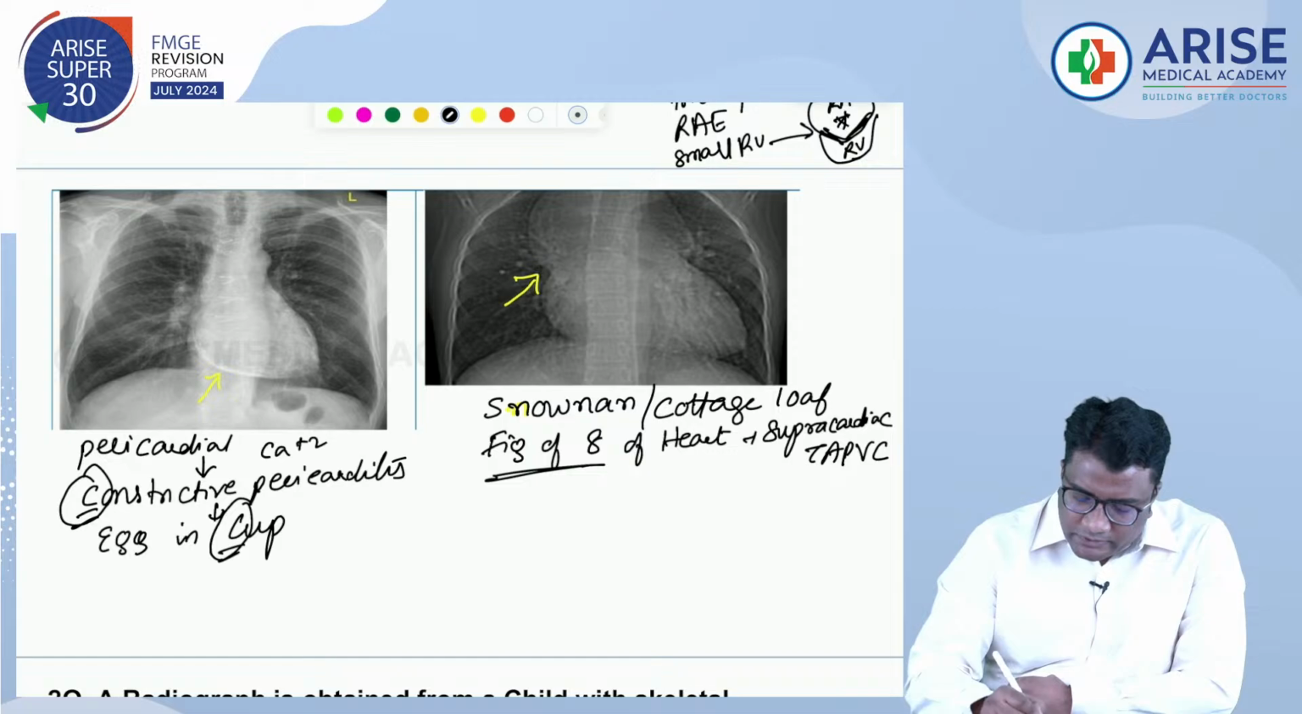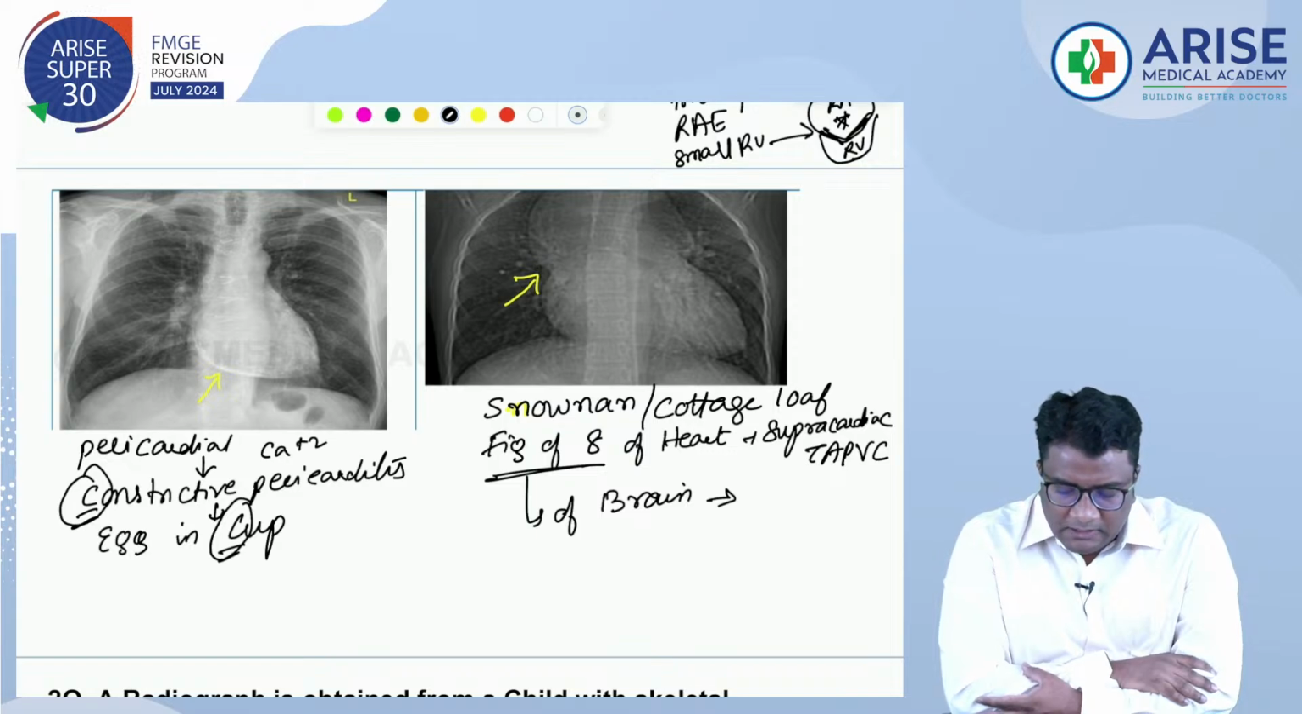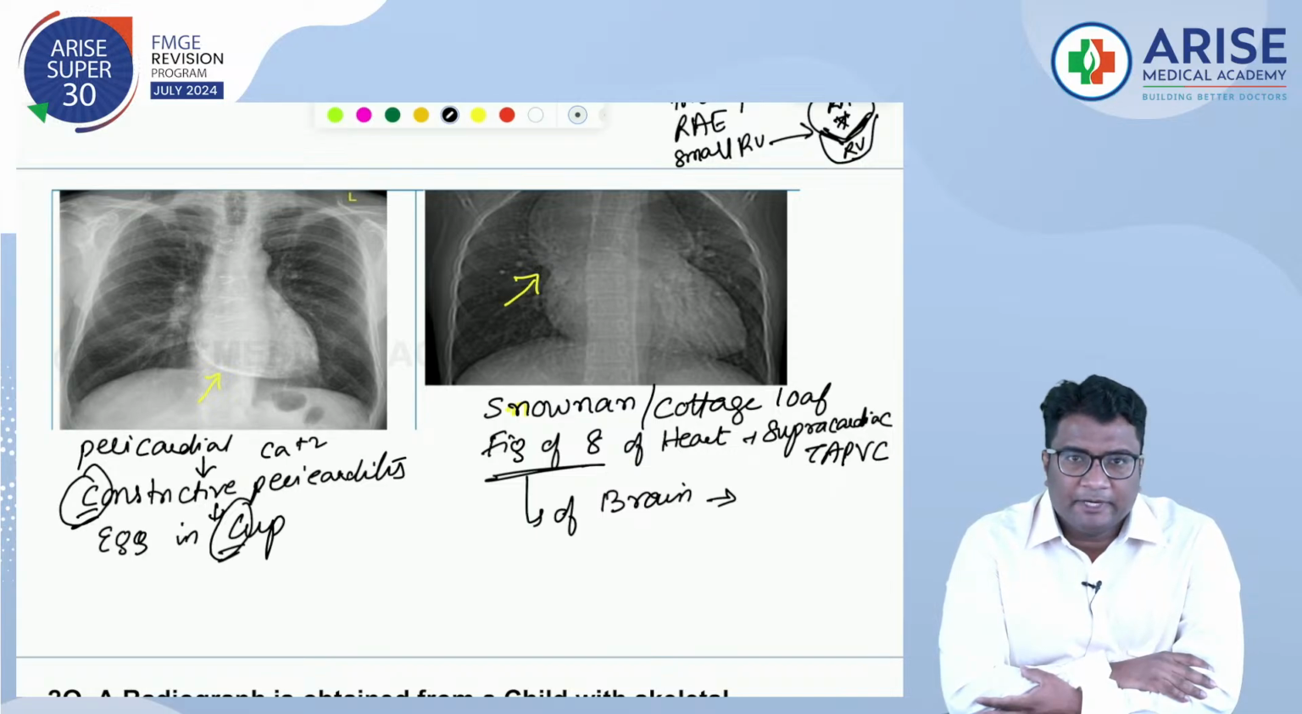Can I ask you, where do you see figure of 8 appearance of the brain? In which condition? Anybody? Fastly. In which condition do you see figure of 8 appearance of the brain? Fast. Okay, we have to cover a lot of questions. Fastly, if you can remember, figure of 8 appearance of the brain.